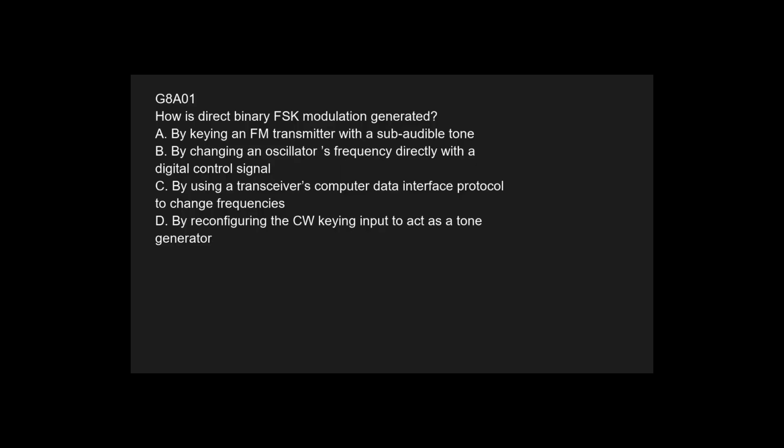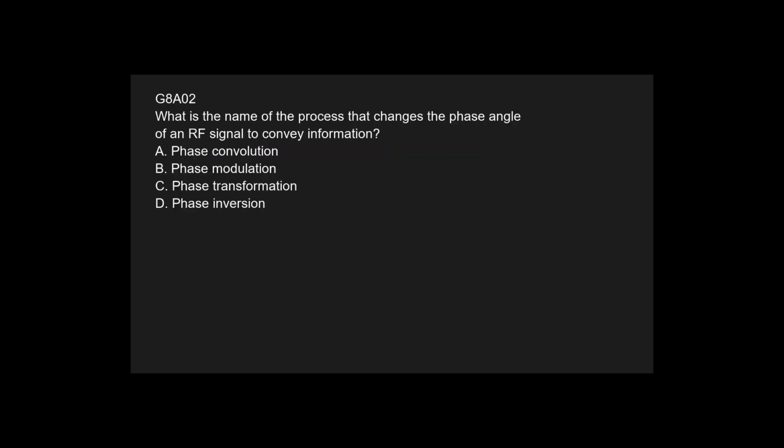Question: how is direct binary FSK modulation generated? The correct answer is B, by changing an oscillator's frequency directly with a digital control signal. Question: what is the name of the process that changes the phase angle of an RF signal to convey information? The correct answer is B, phase modulation.